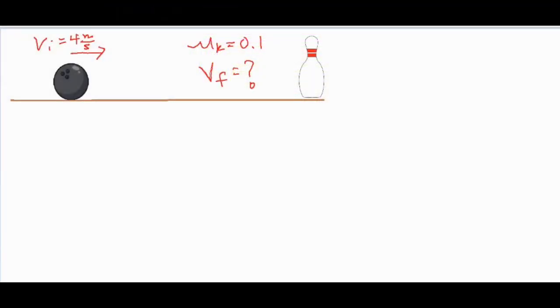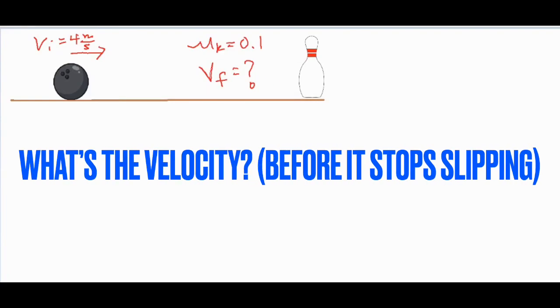In this video, we're going to be taking a look at the classic bowling ball problem, where a bowling ball is slipping along the lane as it's released at 4 meters per second, and we're going to find its final velocity. Now, let's go ahead and draw the forces on this bowling ball.